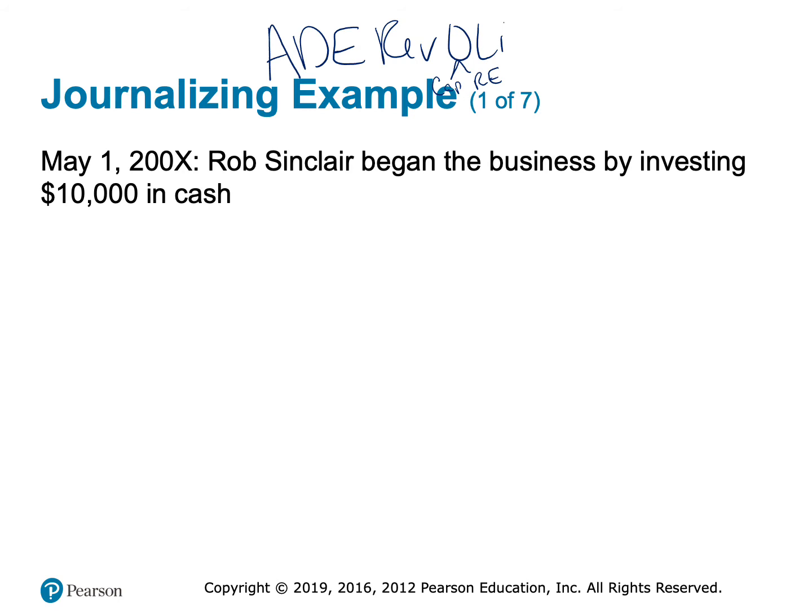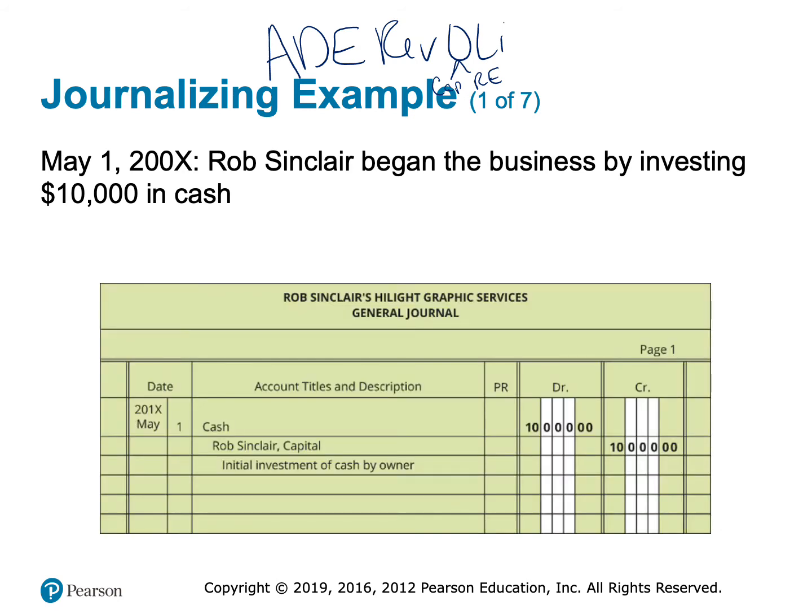So let's look at our entry now. So here are the parts of our entry. First of all, we always start with a date. So this was May 1st. You can see that the cash account is listed first and it's left aligned. So that is the account that we are debiting. And then Rob Sinclair Capital is listed second. And notice that it is indented here. There's a space. We've tabbed over. So we've indented Rob Sinclair Capital.